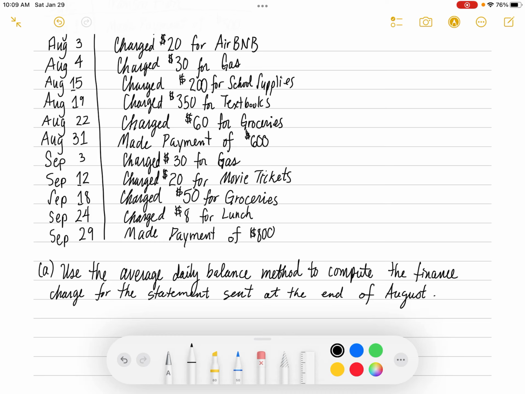also known as the interest, for the statement sent at the end of August. So we're focusing on August. Now keep in mind that you have a 1 month grace period, so your purchases this month in August are not charged interest. They're not going to be charged interest till September. So how many days are in August? Well, 30 days has September, April, June, and November. All the rest have 31, except for February, which can have 28 or 29. August has 31 days, so N is 31 here.